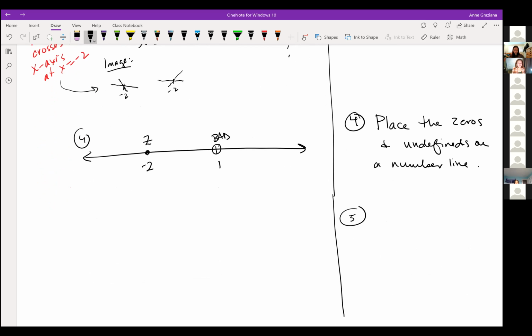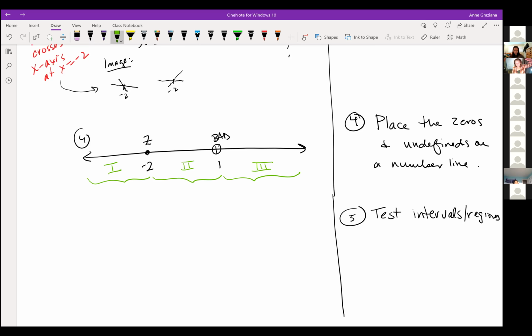All right, so now we're going to do something called test regions, test intervals, or regions. We have 3 of them here: one from -∞ to -2, one from -2 to 1, and one from 1 to infinity. Your graph can only cross the axis at either a 0 or a bad number. So if I pick a number in any of those regions, that will tell me where my graph is at. Is it going to be above the x-axis or below the x-axis?